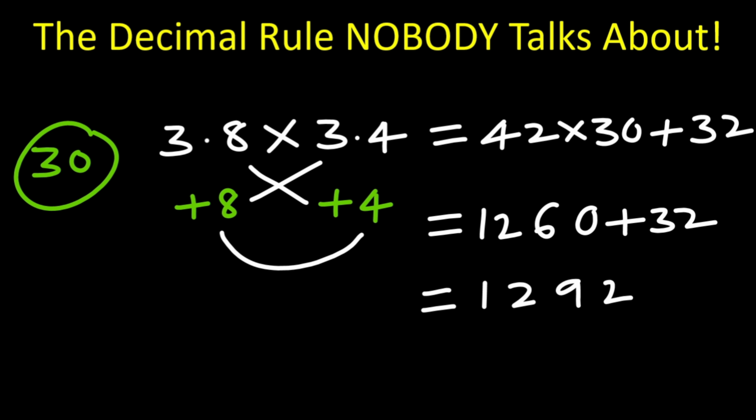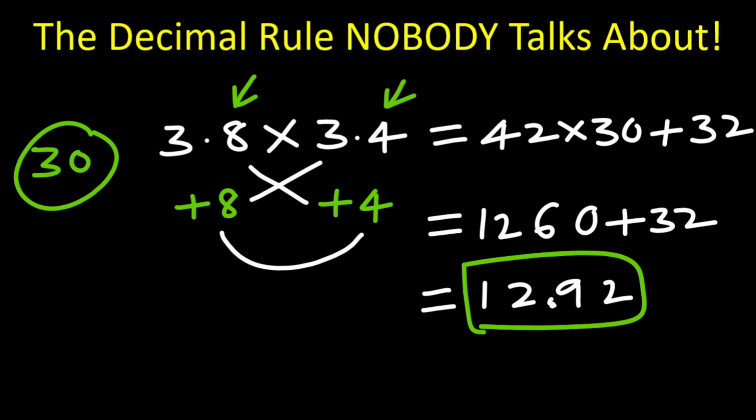Now 1260 plus 32, that's going to be 1292. All right. And now we look at placing the decimal point. As you can see that here after the decimal point, we have one digit. Here also the same. So basically two digits. So we put the decimal point after two digits from the right. So what is the answer? The answer is going to be 12.92. So when you multiply 3.8 and 3.4, the answer is 12.92.